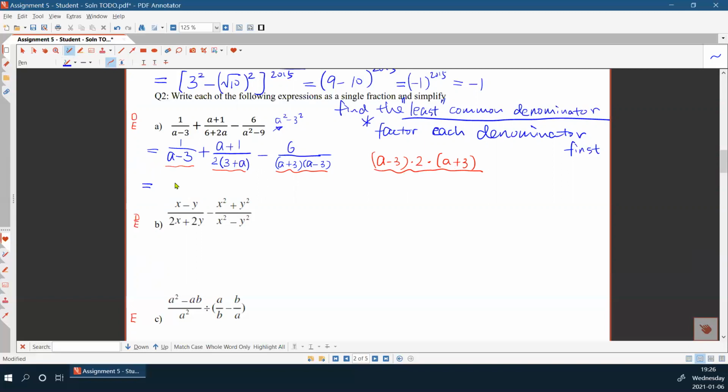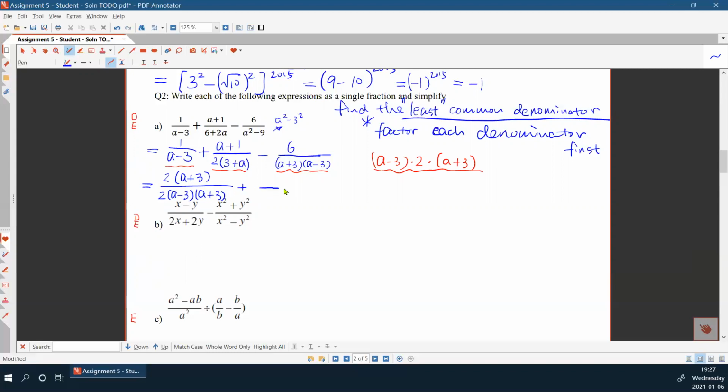The first term, the denominator becomes 2 times a minus 3 times a plus 3. The numerator becomes 2 times a plus 3, right? Because you can cancel this one to this one here. And what's left there is the reciprocal of a minus 3, right? Okay. This is the first term.